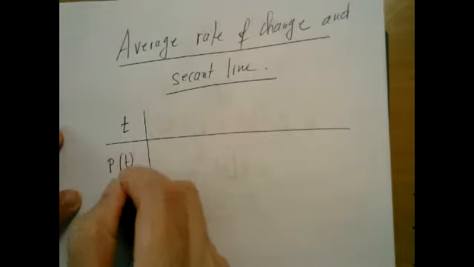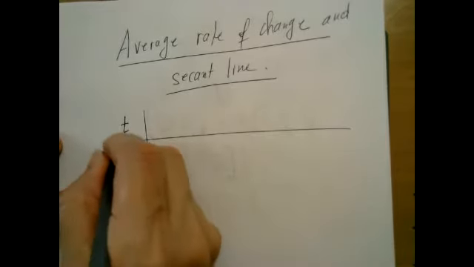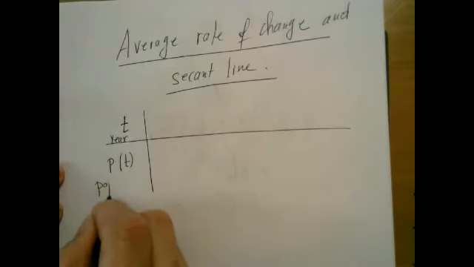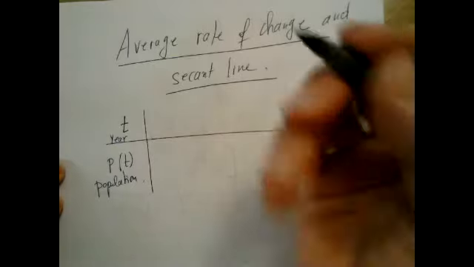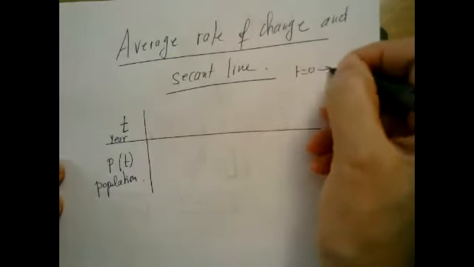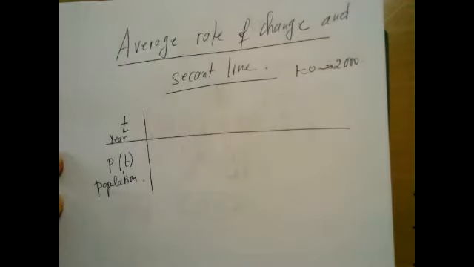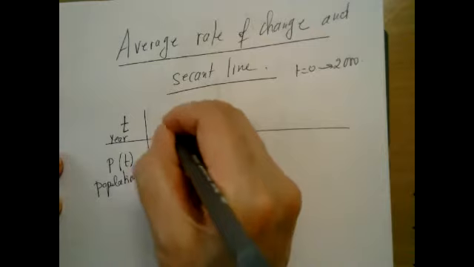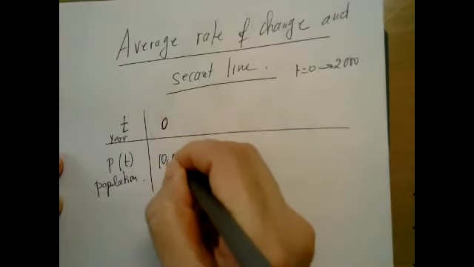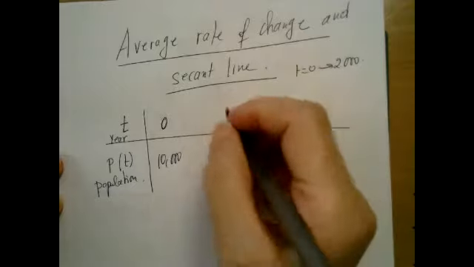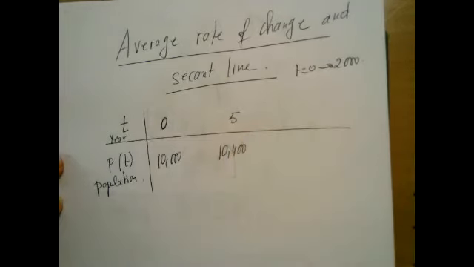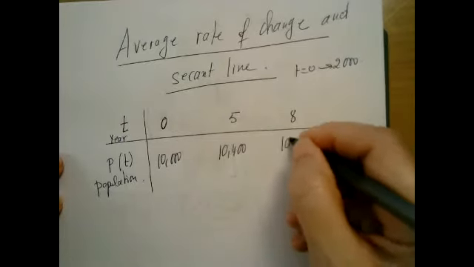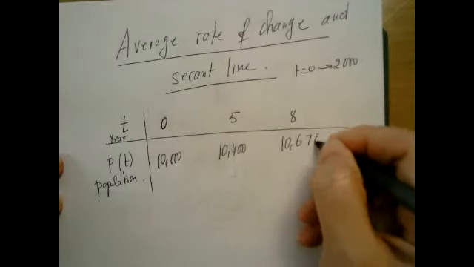So that's the population, and that's the time in years, and that's P of T, population. Okay, and let me take T equal to 0 to correspond to the year 2000. I'm saying it's a town that we make up. And I say initially in the year 2000, the population is 10,000. And after 5 years, when we made the census, the population was 10,400. And after 8 years, so we did the census at different time intervals, the population grew to 7,000, that much.